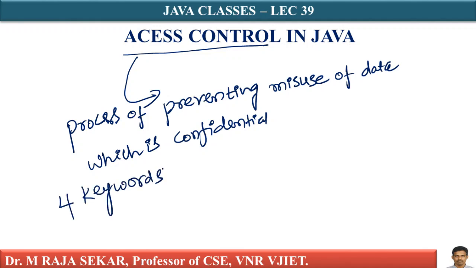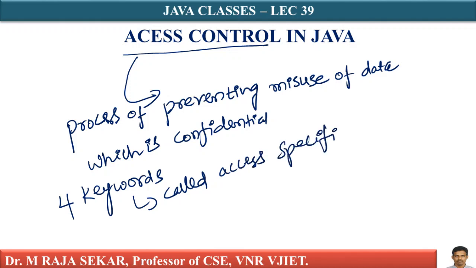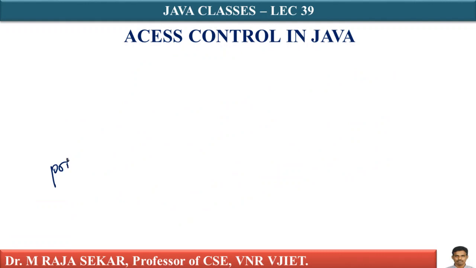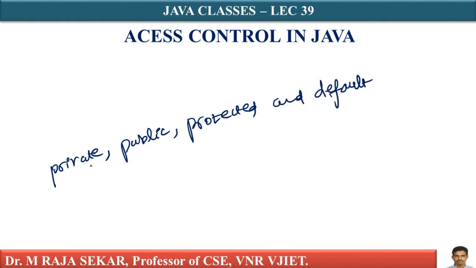Java provides 4 keywords. Let me repeat. Java provides 4 keywords, and these keywords are called access specifiers, used to control the access of data. What are those 4 keywords? Those 4 keywords are private, public, protected, and default. These are the 4 keywords in the Java programming language.